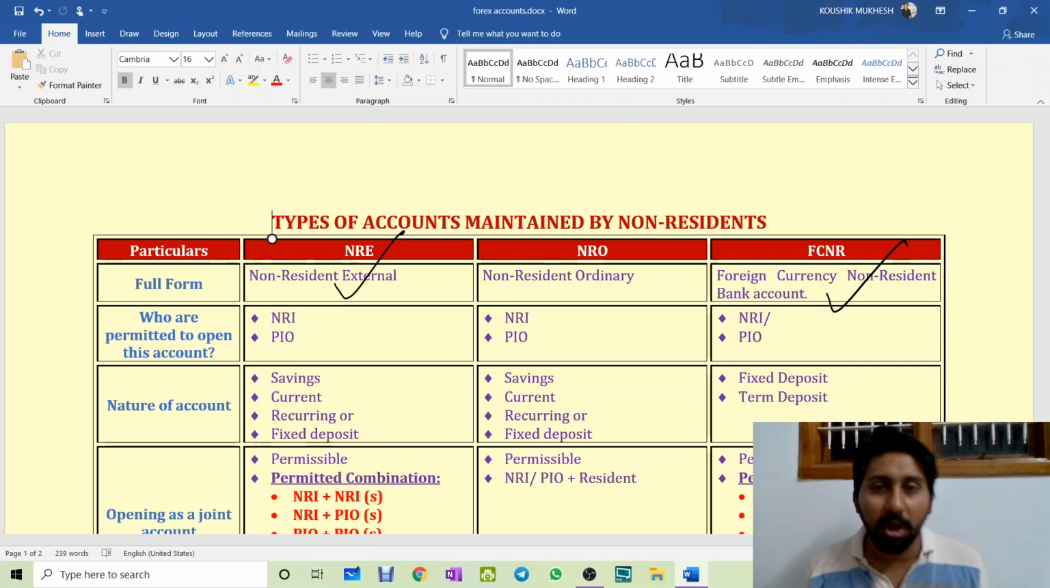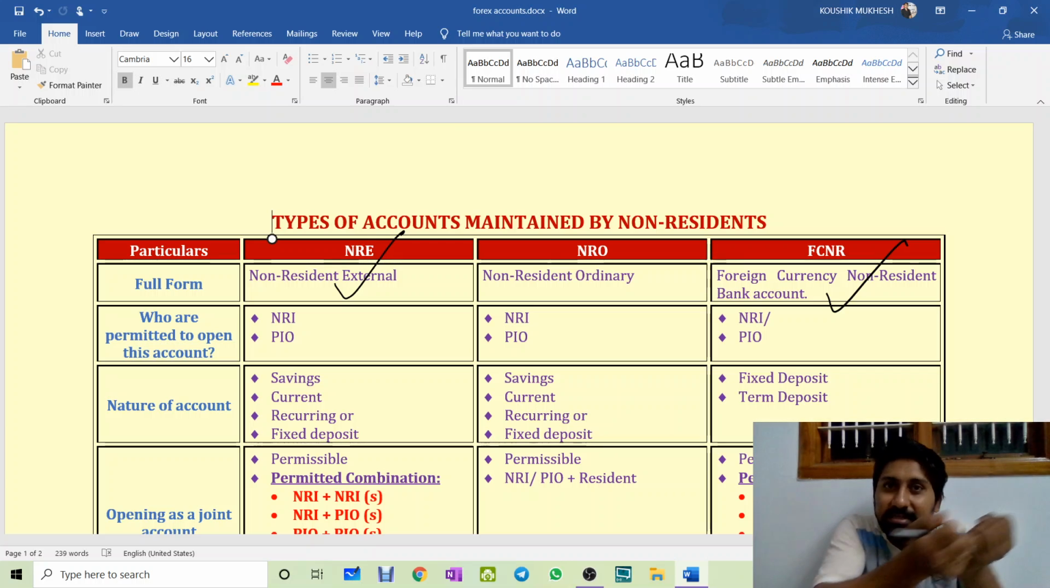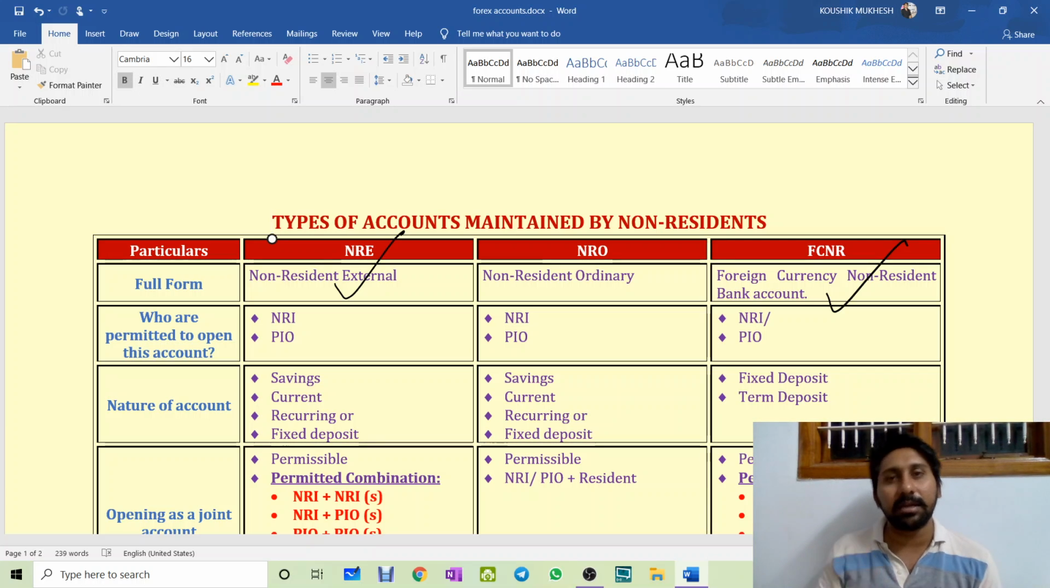Which account? Non-resident external. What is non-resident external? The name itself is telling. From another country, external to India, you are bringing some amount to India and investing in India or using it in India. So that's called a non-resident external account.